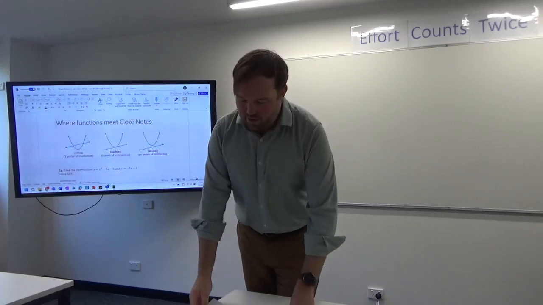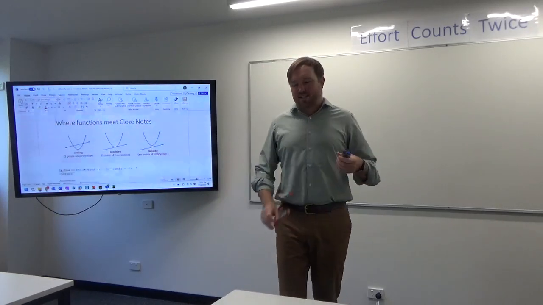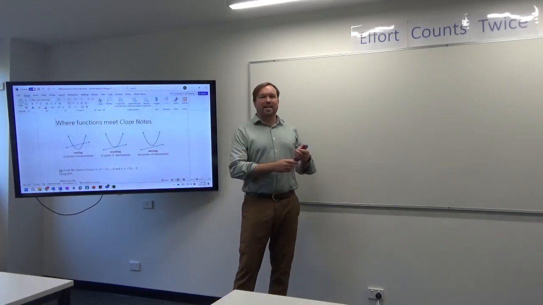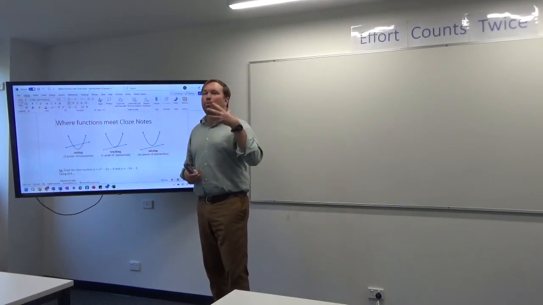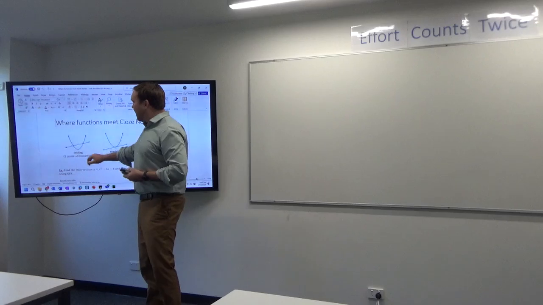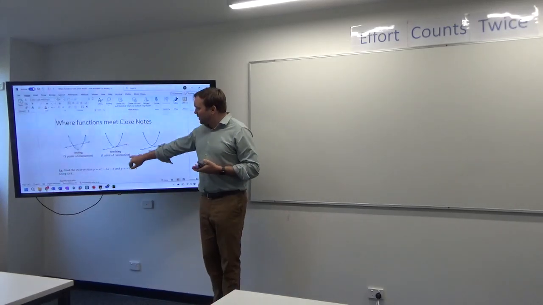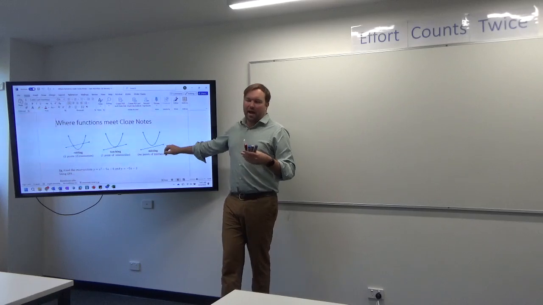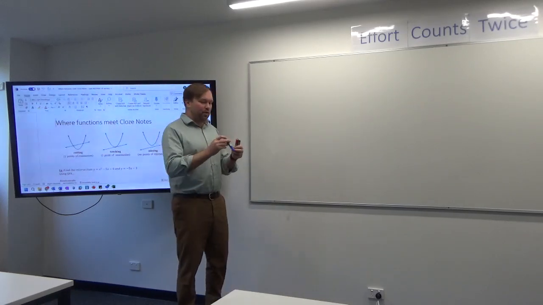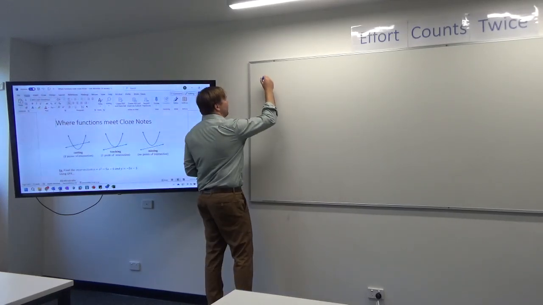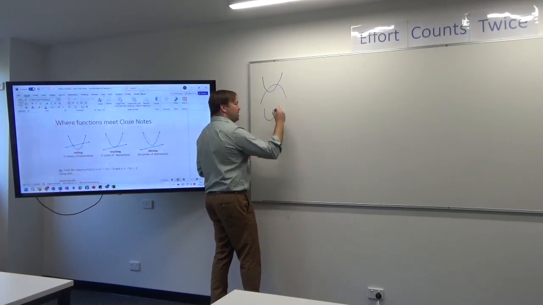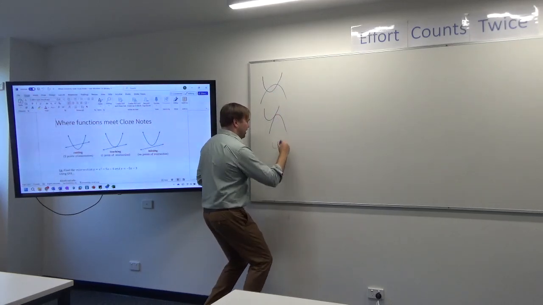Alright, today we're looking at where functions meet. On the screen, if you have a linear and a quadratic, there are three possibilities. Either they cut with two points of intersection, or they touch at a point, or they won't meet at all. And you could visualize a similar relationship between two quadratics: two intersections, one intersection, none.